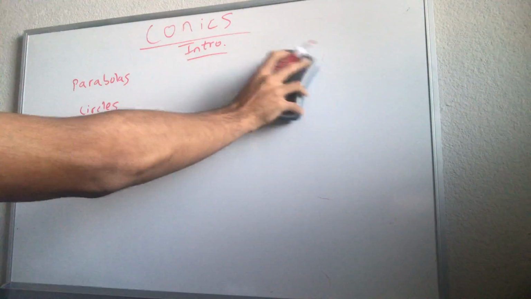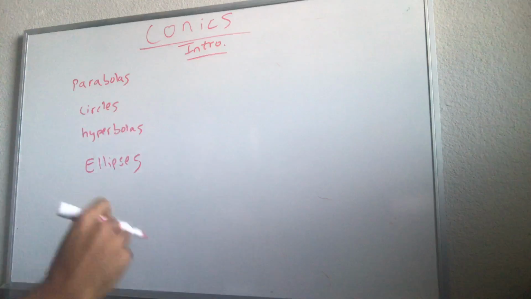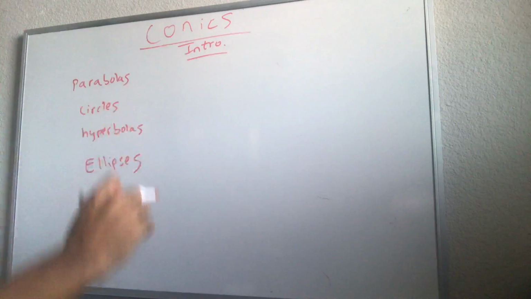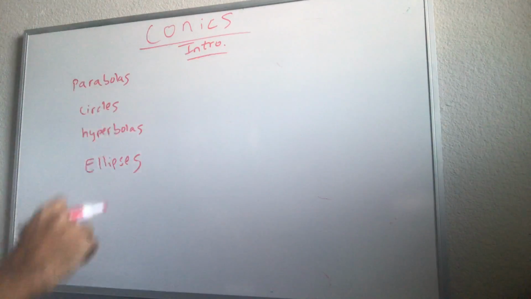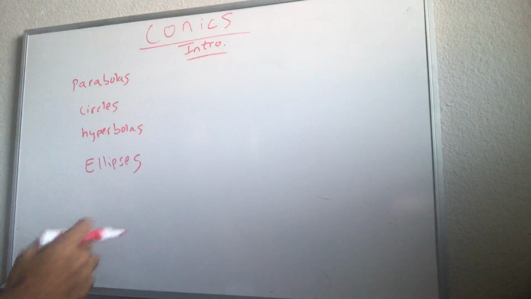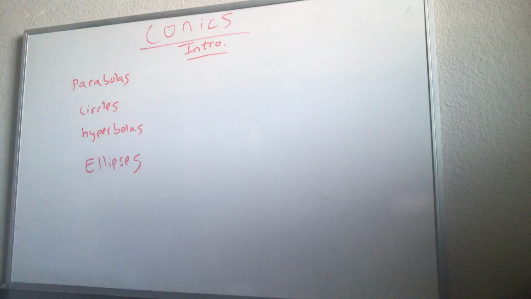A major component of pre-calculus conics is just these four: understanding more about parabolas, circles, hyperbolas, and ellipses. Obviously there will be things to do with graphing and understanding equations. Here in this introduction, we'll just be going over how to identify, by the equation, the type of figure that your equation is representing.